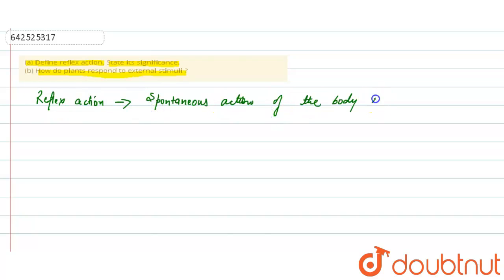So first of all, let's look at what is the reflex action. The reflex action is the spontaneous action of the body in presence of external stimulus. So the simplest form of response in the nervous system is the reflex action.